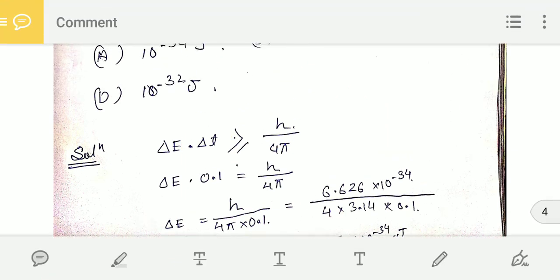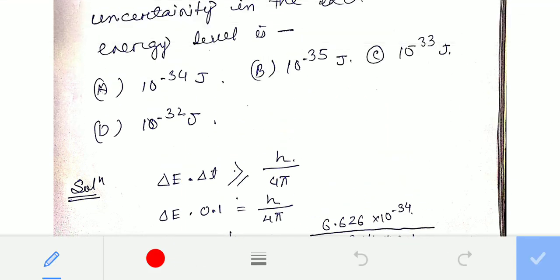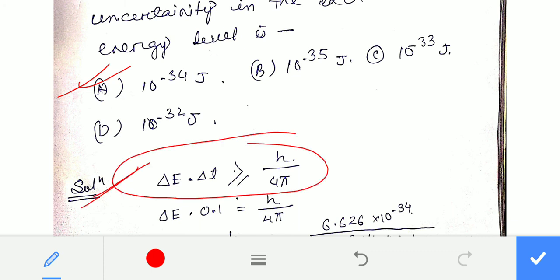That is what is there in option A, that is 10 to the power minus 34 joules. So the uncertainty in the excited state energy level is 10 to the power minus 34 joules, and this is the expression from the Heisenberg uncertainty principle, right?